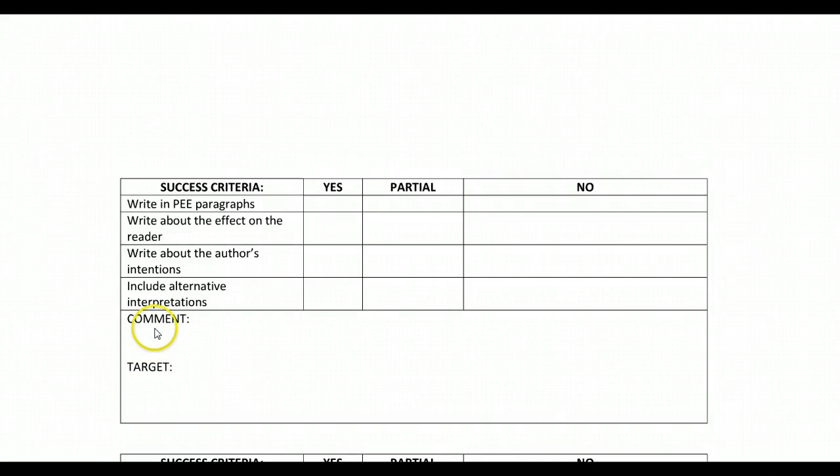So the comment would simply be commenting on something they did well. So say they wrote about the effect of the reader really well, you'd say, brilliant comments on the effect on the reader. Your target would be something they didn't do so well on. So say they didn't have any alternative interpretations, your target would simply be include alternative interpretations.